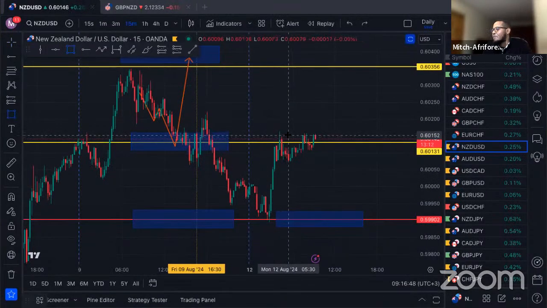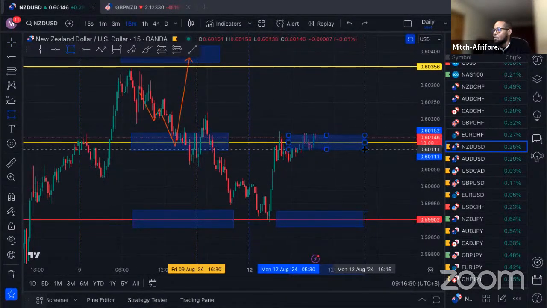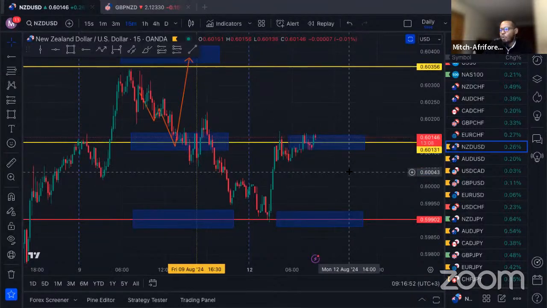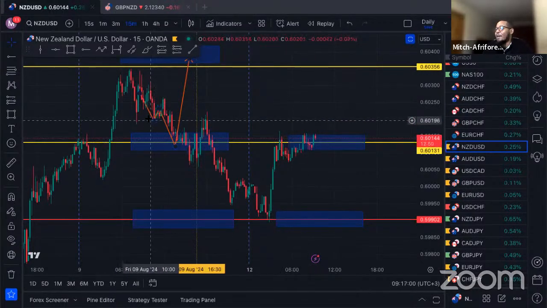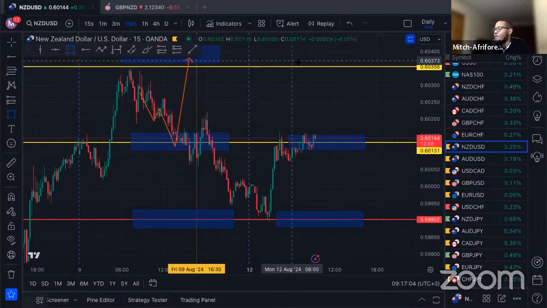But that doesn't just mean you jump in on your buys, because you need to also be aware of where you are buying. We always keep on pointing out, buy with buyers and sell with sellers. So this is clearly an area where sellers have reacted from before. So this is not a good place to look for your buying opportunities. So wait to see what ends up happening. So we do have these three areas.